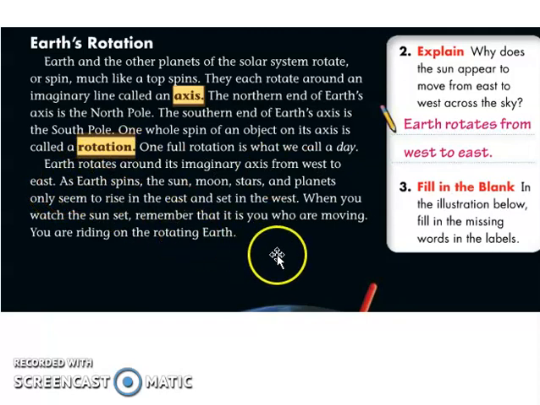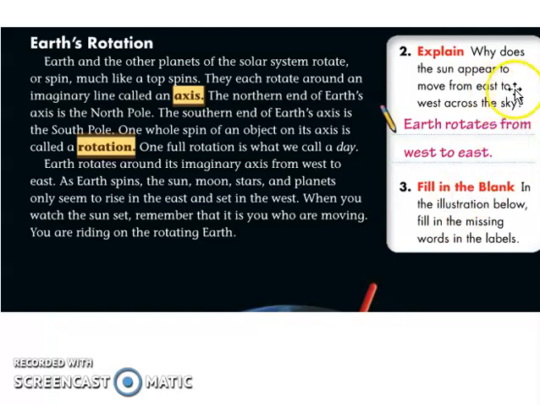I will show a video later so that you can understand more. When you watch the sunset, remember that it is you who is moving. It is the Earth that is moving, not the sun. It only seems like the sun is moving. The same is true when you are riding in a car and the sun seems to be following you. The sun is not following you, but the Earth is the one moving. That motion is called rotation.